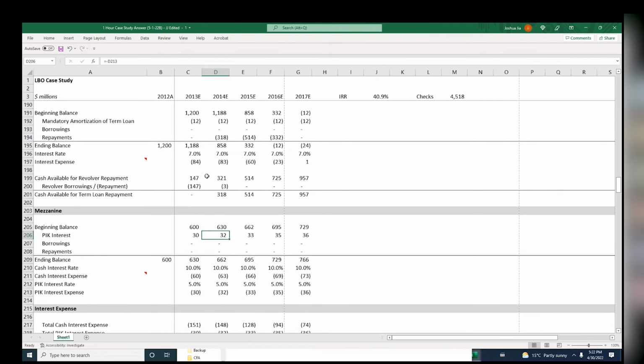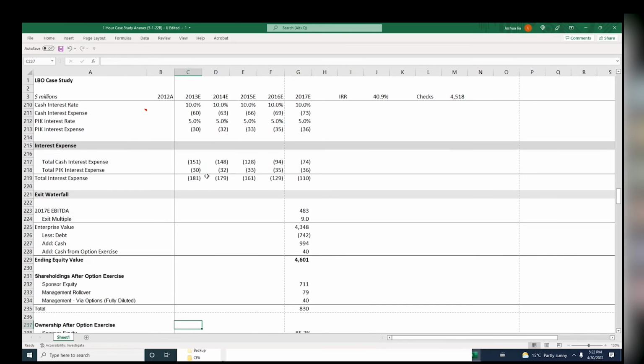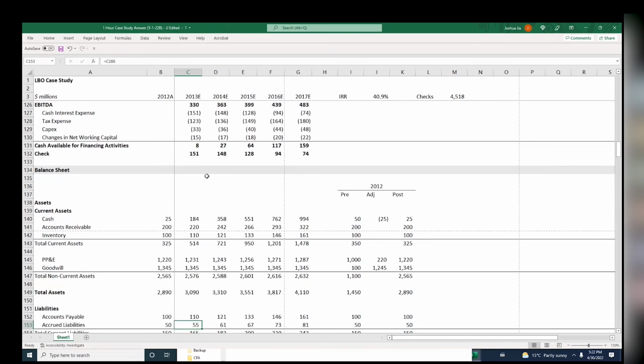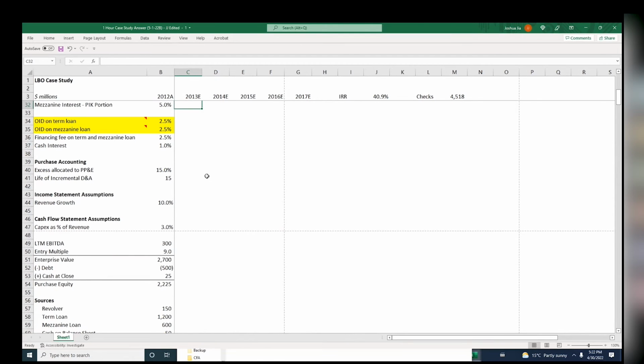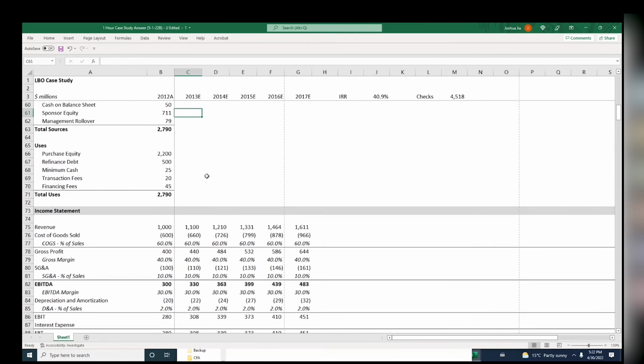But anyways, PIK. Yeah, it accrues, right? So it's just going to increase the balance. So therefore, interest is going to increase as well, right? It's like a credit card that you never paid, hopefully you never had that, but it's kind of like that. It's just less sketchy because we're a private equity firm, we know what we're doing, so the banks are like, okay, we trust you. That's why they let them do it.